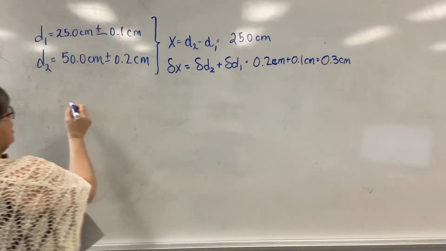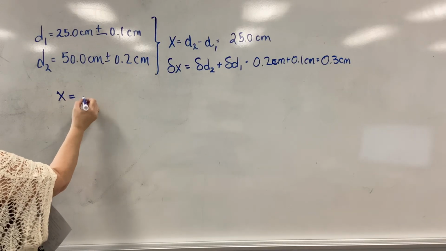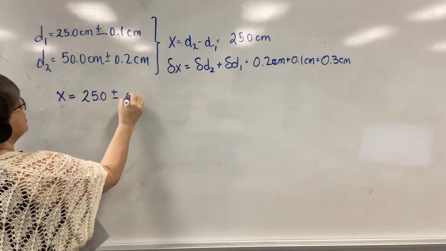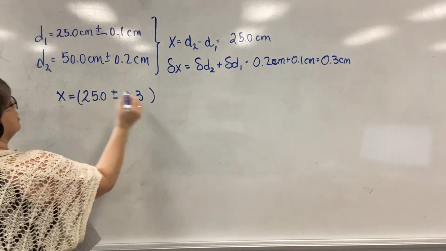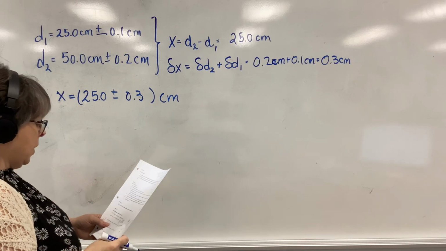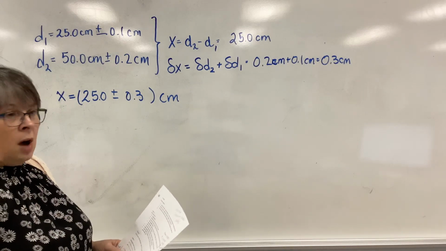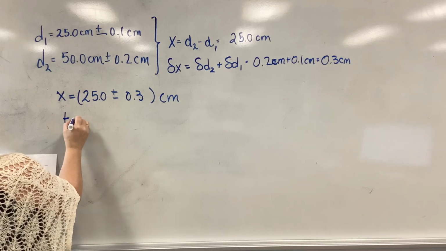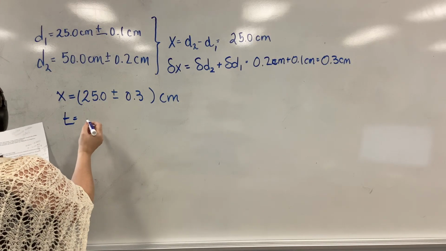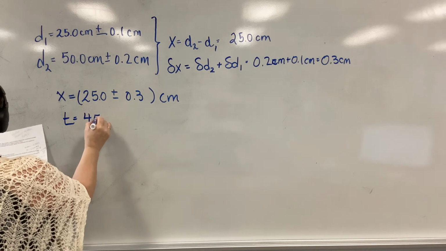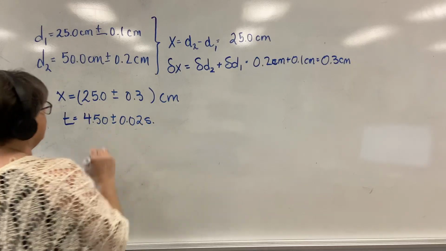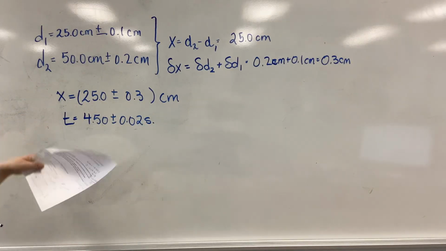That means if we write down the displacement of our cart, it's going to be 25 plus or minus 0.3 centimeters. So that's how we write the position with its uncertainty. Let's say we found our time, and your lab gives you a way to calculate the uncertainty in your time. Let's say we found our time to be 4.50 plus or minus 0.02 seconds. So here's our displacement, here's our time.